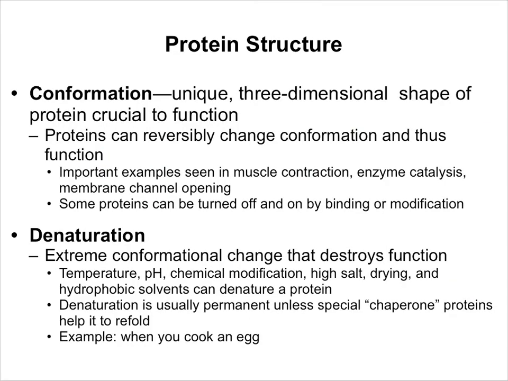The unique 3-dimensional shape of a protein, that tertiary structure, is what is referred to as a protein's conformation. Its special 3-dimensional shape, its finished form. And we know that form and function, particularly with proteins, are intimately related. The reason why a protein can do the thing that it does is because of its 3-dimensional shape.